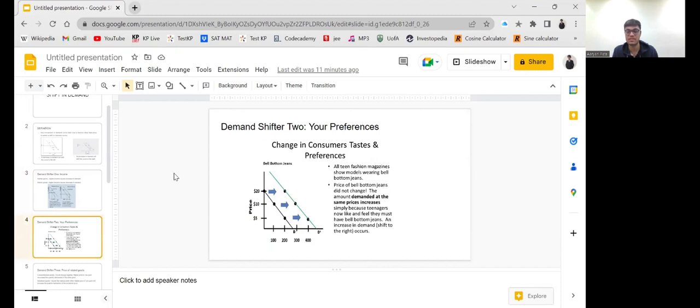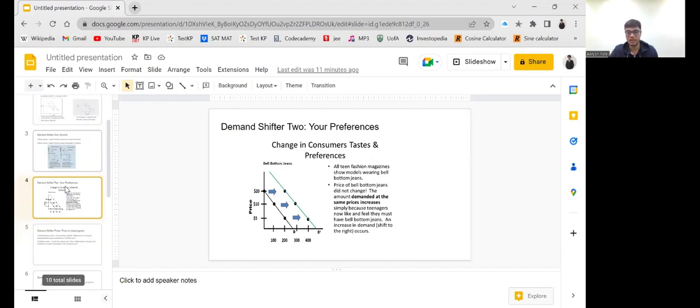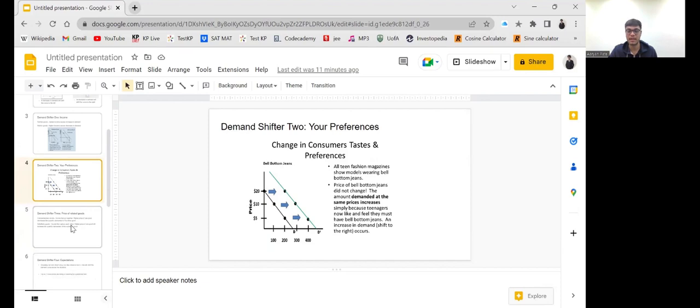The second is preferences. Let's say teen fashion magazines show a lot of models wearing bell-bottom jeans. This will simply create an urge in the teenagers to buy the bell-bottom jeans, which increases the demand, which thus shifts the demand curve to the right.